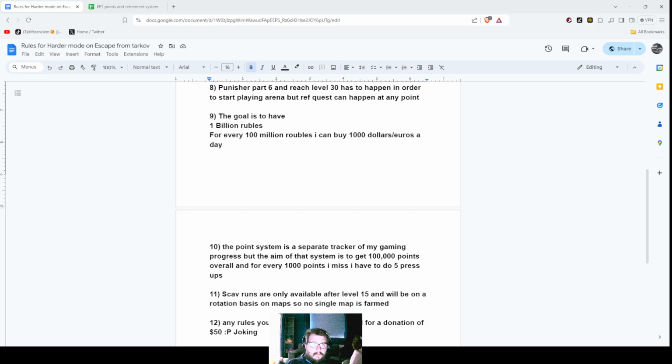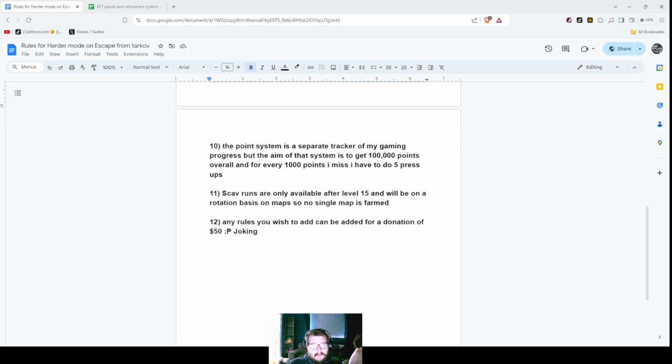So if I have 300 million rubles, I can buy $3,000 or 3,000 euros, depending on what I need. This is so that with natural progression, I'm able to move along if needed. It also puts focus on earning the 1 billion in the background, as it were.